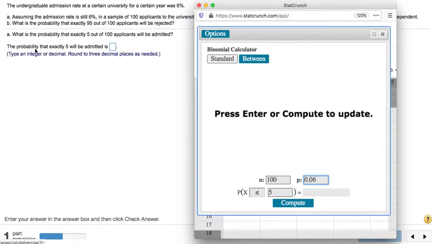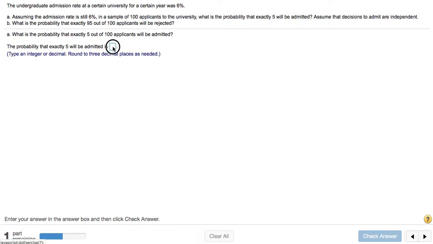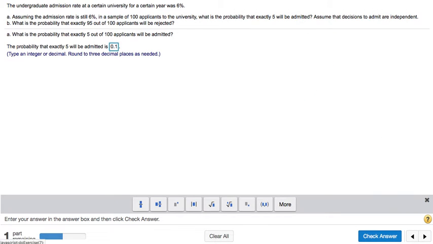The probability that exactly 5 will be admitted would be if we put equal and then 5. And it already computed this for us. If we round to 3 decimal places, we get 0.164. So 16.4%.